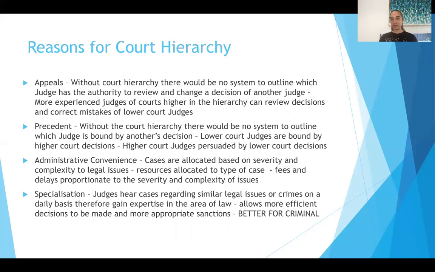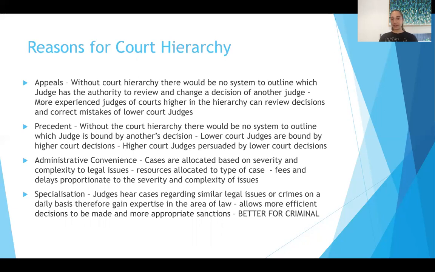Similarly, the doctrine of precedent operates at the civil level as well. And so without the court hierarchy, there would be no system to outline what judge is bound by another judge's decisions. And so lower court judges are bound by higher court judges, but higher court judges are only persuaded by lower court decisions.